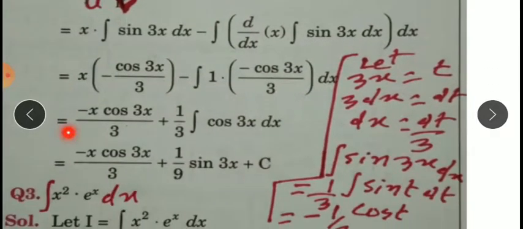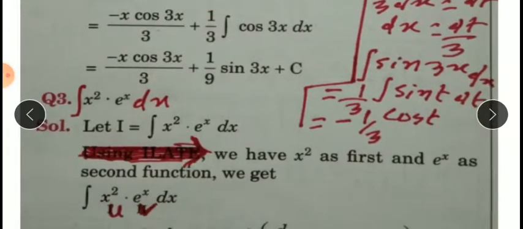Now this is equal to minus x cos 3x upon 3 plus 1 upon 3 integration of cos 3x. And integration of cos 3x is 1 upon 3 sin 3x, so 1 upon 3 into 1 upon 3 is 1 upon 9 sin 3x plus constant of integration.